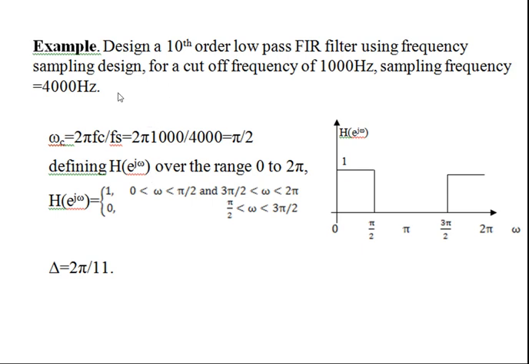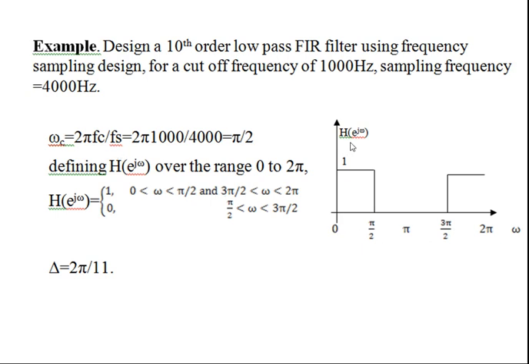Whenever the analog frequencies are given, we have to convert them to digital frequencies because we are designing a digital filter. So we use the formula 2 pi fc by fs, 2 pi into actual frequency by sampling frequency, for calculating the digital cutoff frequency. So we get the cutoff frequency as pi by 2, and we have to evaluate the samples in the 0 to 2 pi range.